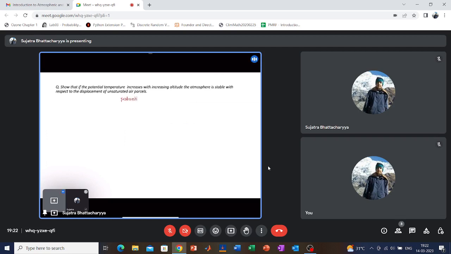As I have already told, the potential temperature is the temperature of the air parcel at a particular pressure level with respect to 1000 millibar. Now if we compress or expand any air parcel and put it back to 1000 hectopascals, whatever temperature it finally attains is the potential temperature. So 1000 millibar is the reference point.